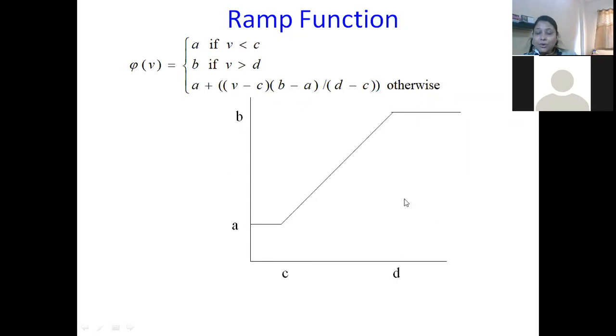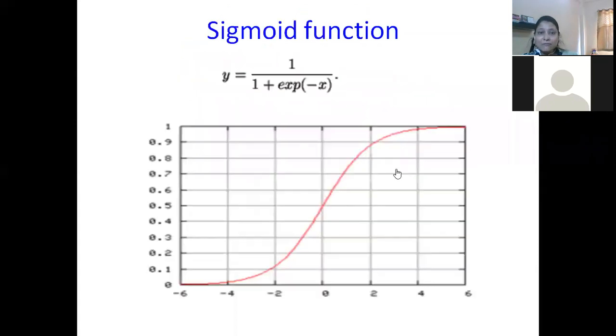And if we have the net function, that is v, if that is greater than d, that means if v is attaining any kind of value which lies in this region, then the output variable can have the fixed value, again a fixed level, as b. So this is the ramp function.